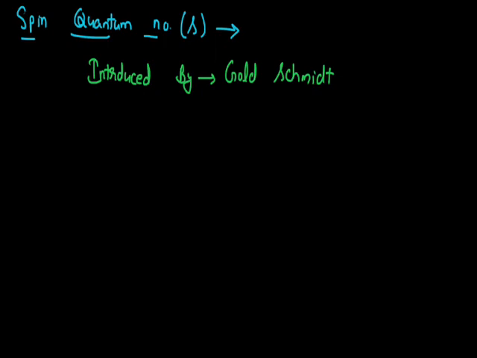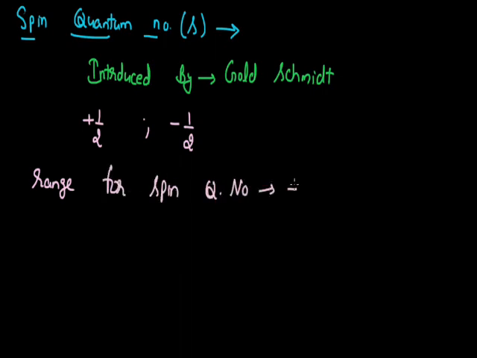If there is a clockwise spin, it is indicated by the value of spin quantum number s = plus 1 by 2, and an anti-clockwise spin is indicated by s = minus 1 by 2. So the possible range for this spin quantum number is plus half and minus half. Only two possible values of spin quantum number are there. Out of these two, plus half indicates a clockwise spin, conventionally.